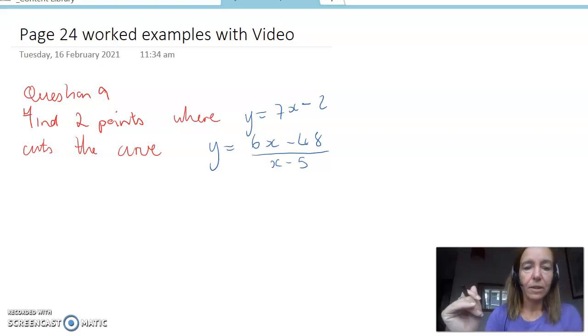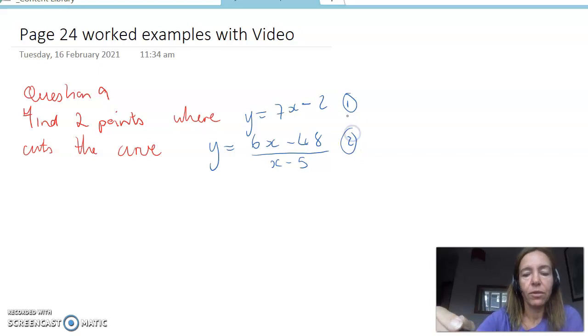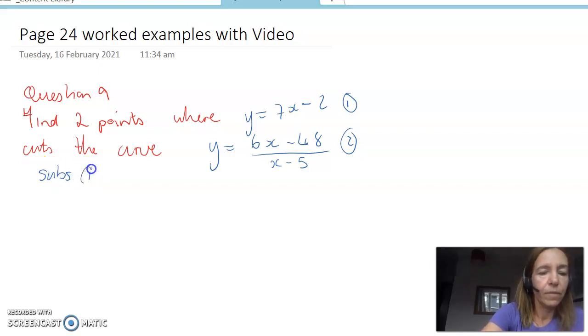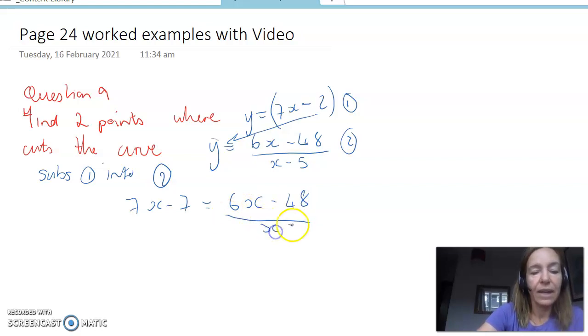Now let's not worry about what that's going to look like in any way. Let's just substitute in, see what happens. So basically, what am I going to do? Label those two, and I am going to substitute 1 into 2. That means wherever I see a y in number 2, I'm going to put all of that information. So I'm going to have 7x minus 2 equals 6x minus 48 divided by x minus 5.